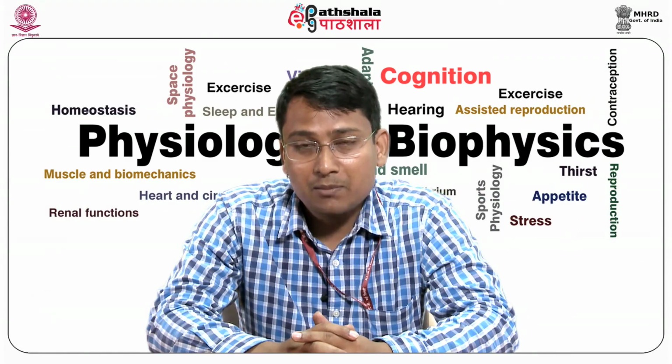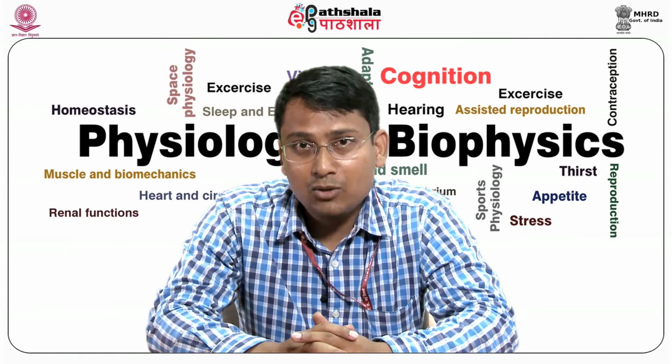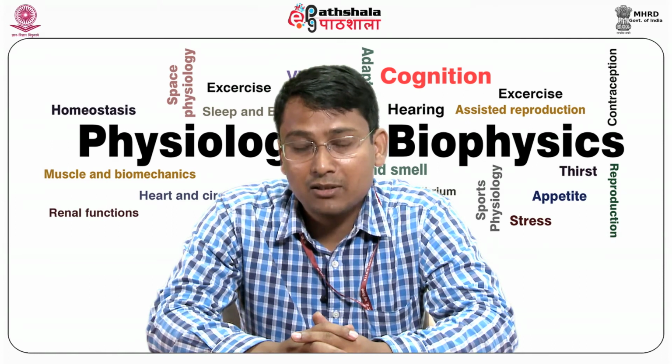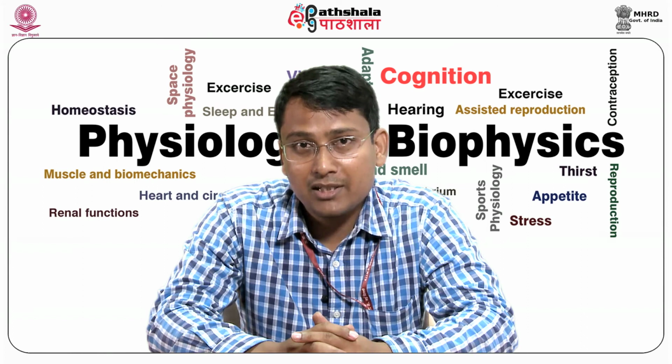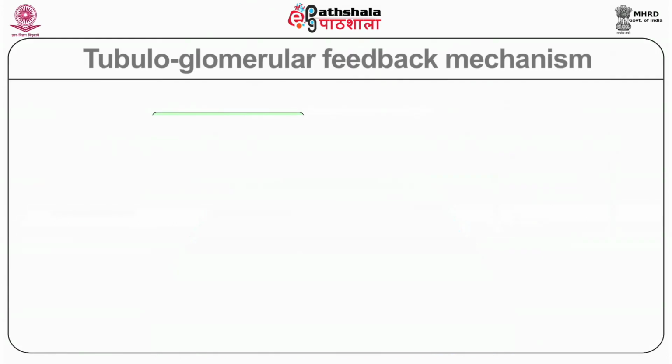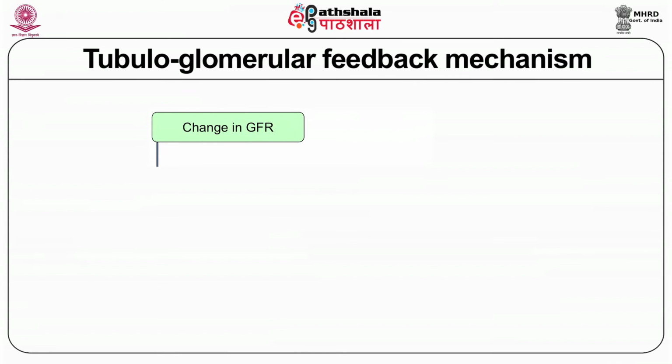Now, as the blood pressure increases, it causes an increase in GFR, leading to more sodium chloride delivered at the macula densa cells of the distal convoluted tubule, which causes afferent arterial vessels to constrict, causing a decrease in GFR, decreasing the sodium chloride delivery at the distal tubule.